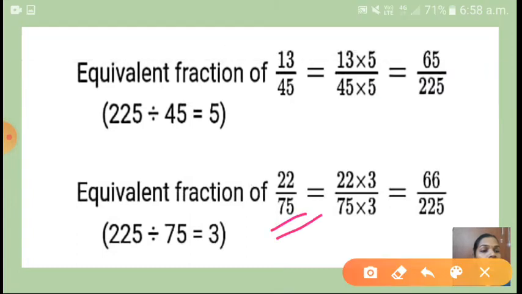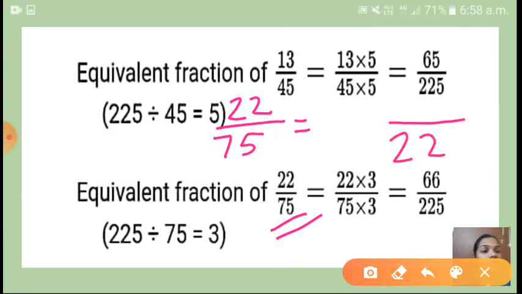22 upon 75. So 22 upon, see here children, 22 upon 75. Here denominator, which number will come? Which number do we want? 225. So this 75 into dash is equal to 225 we will see. Otherwise you can say that 225 is divided by 75. What is your answer? 3. So 75 into 3 is equal to 225.